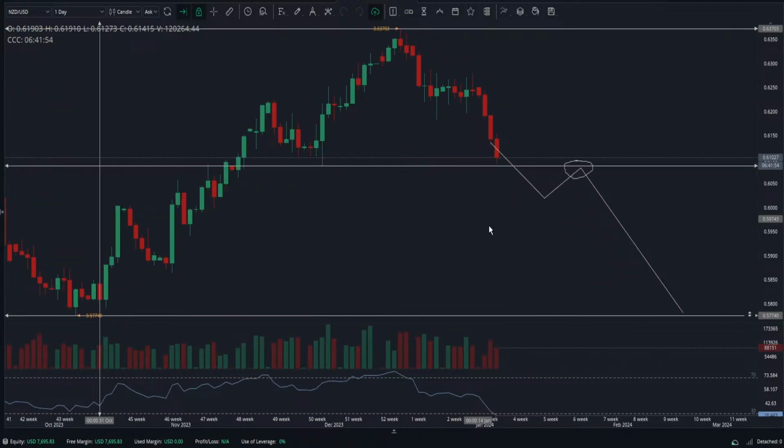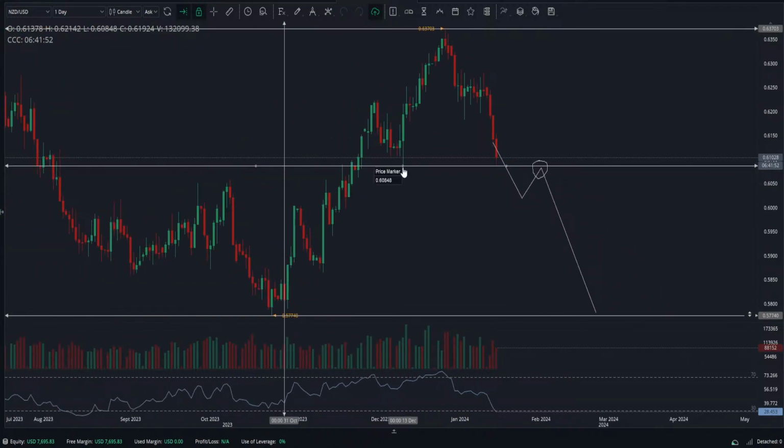New Zealand dollar has not broken this previous low, but yes, it is on the verge of breaking that. In case that happens, we have already modeled how we are going to proceed. 0.6084 is the support. If that breaks, then we'll start looking for this as a selling opportunity. This area we will start looking at as a selling place.